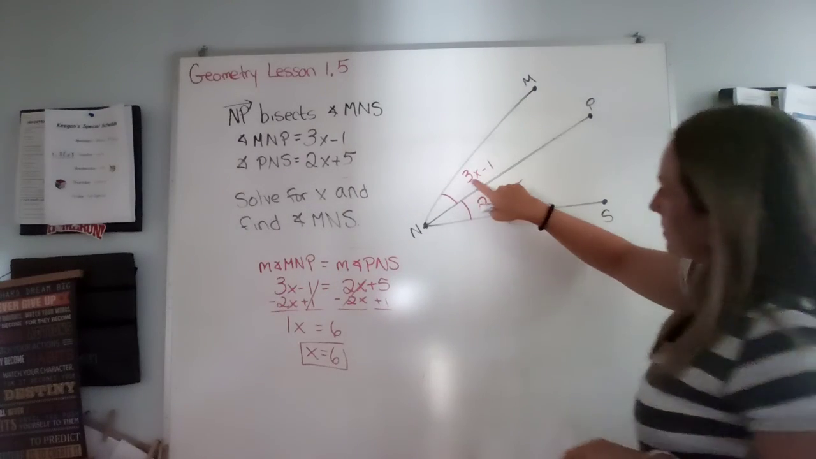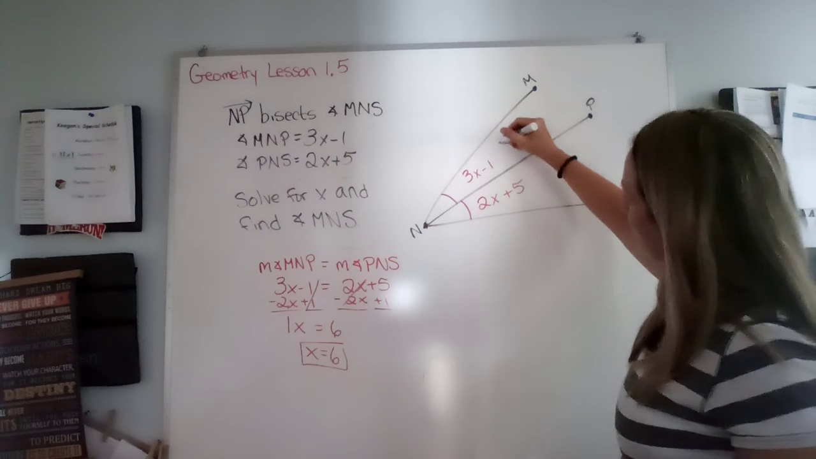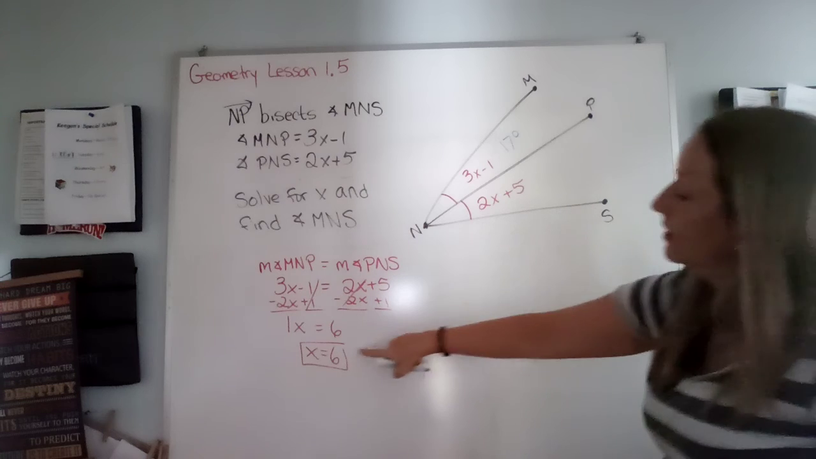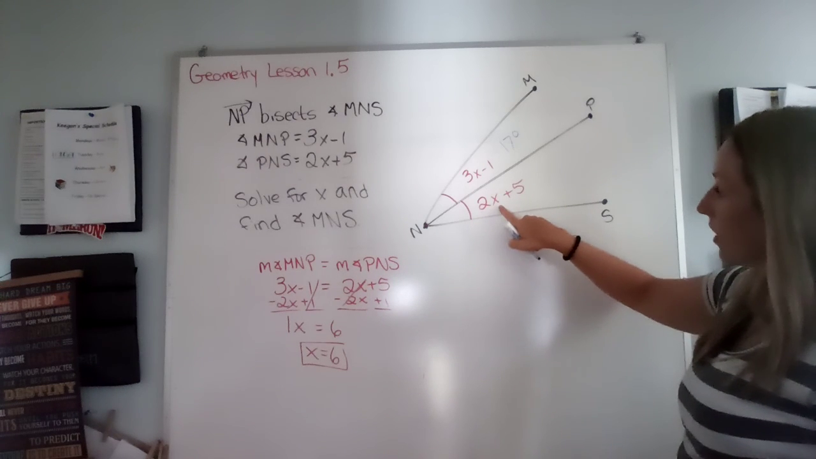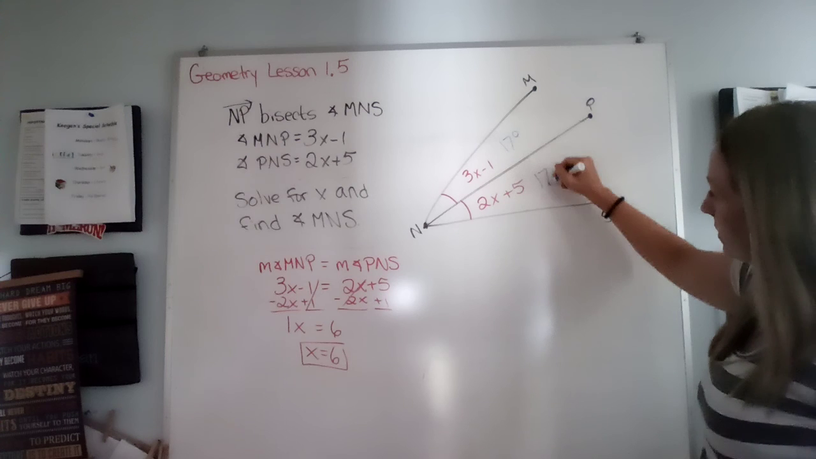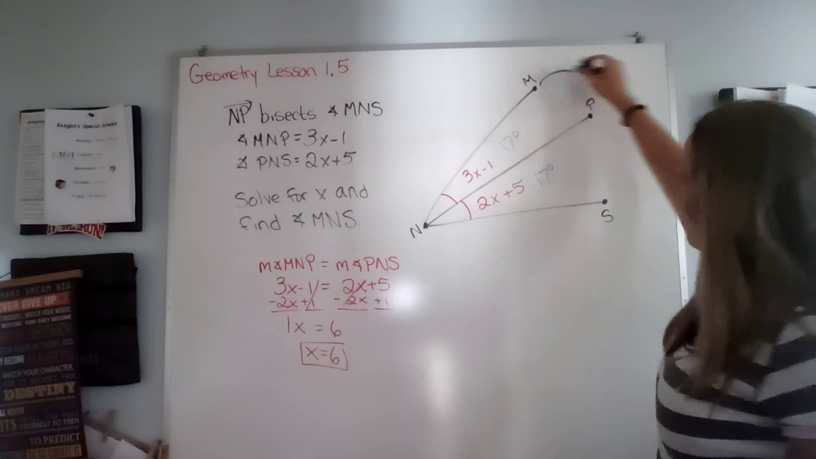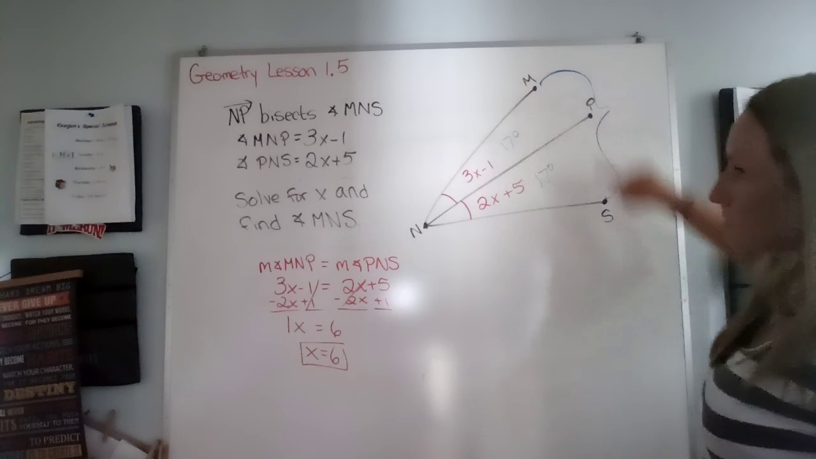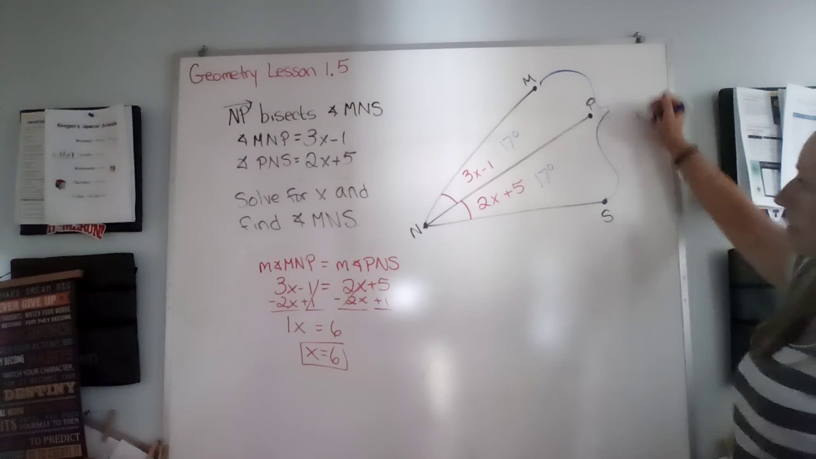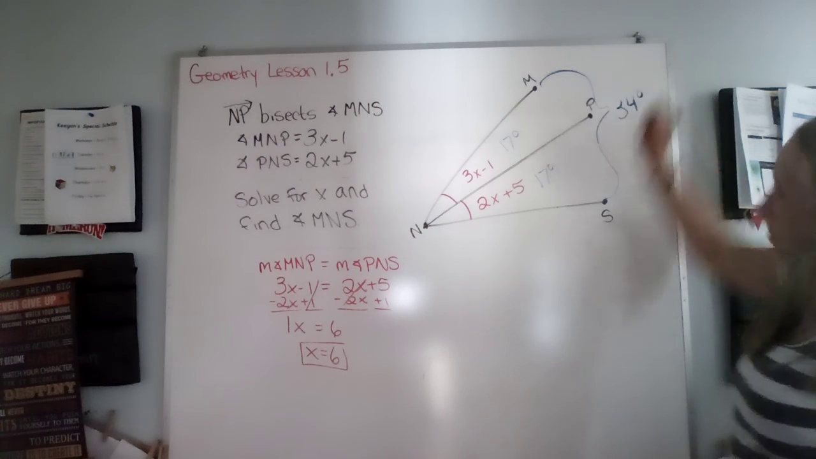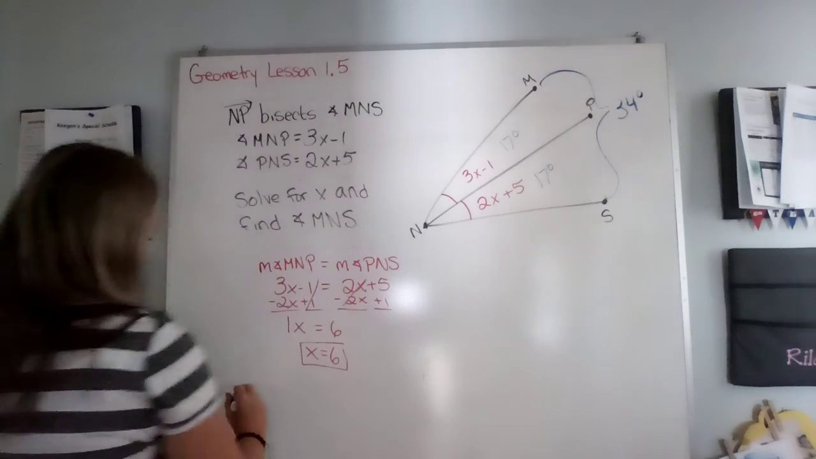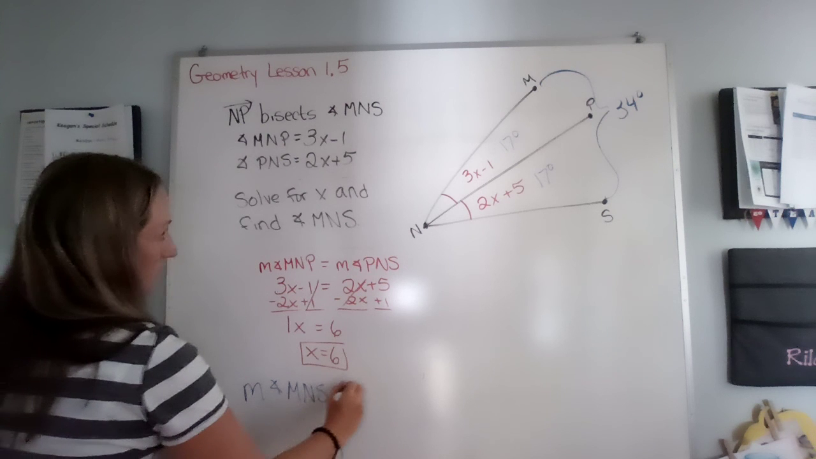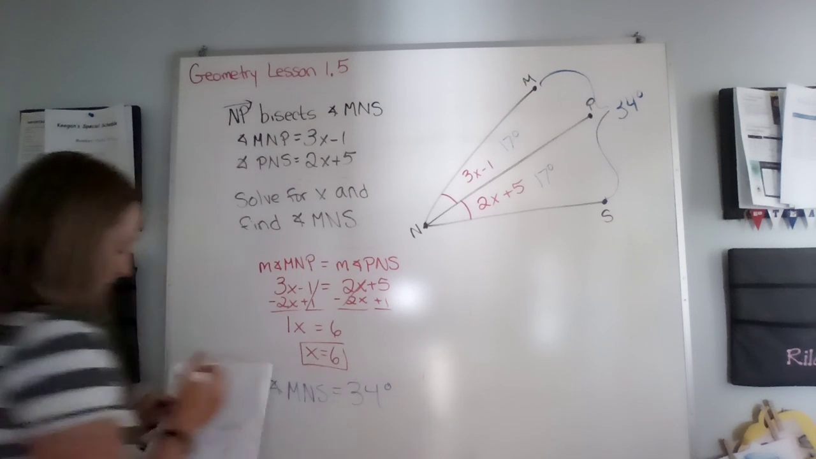If x is equal to 6, 3 times 6 is 18, minus 1 gives me 17 degrees. Since these are equal, this one should also be 17, but let's make sure. Plug in the 6. 2 times 6 is 12. 12 plus 5 is 17. And that means the whole angle addition postulate, this angle plus this angle equals the whole thing. 17 plus 17 is going to give you 34 degrees. Okay, so the measure of angle MNS is equal to 34 degrees.